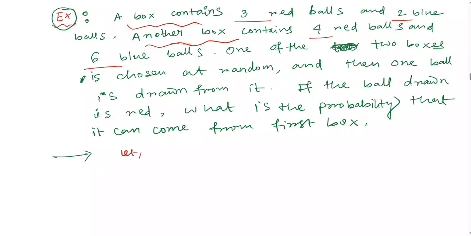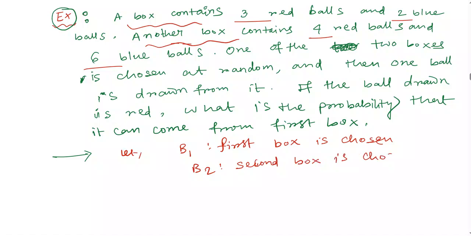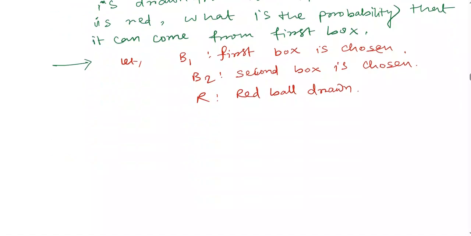So now we define something. Let B1 be the first box chosen, B2 the second box chosen, and R the red ball drawn. That's the scenario. First box is taken, second box is taken, and a red ball is drawn.